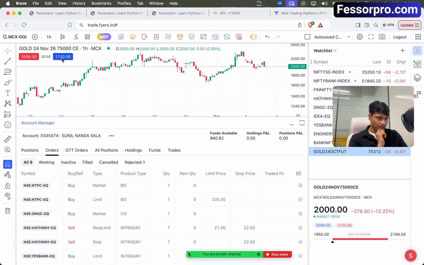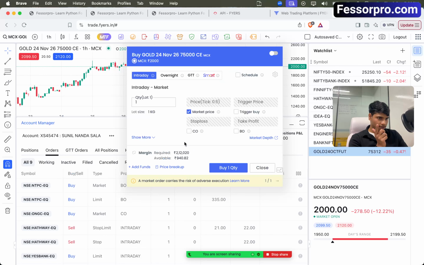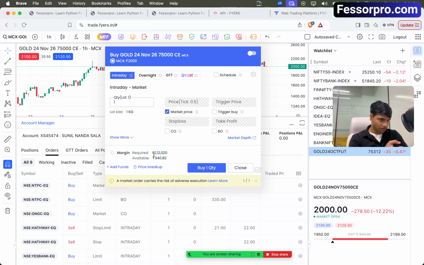This is what I want to buy. If I click on buy, quantity is 1 by the way, and I need this much money, 2 lakh 12,000, I guess. If I click on sell, I need 8 lakh. Okay, if I buy, I need 2 lakh, and if I sell, I need 8 lakh. This is what I want.